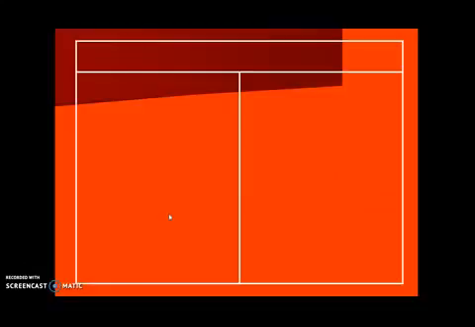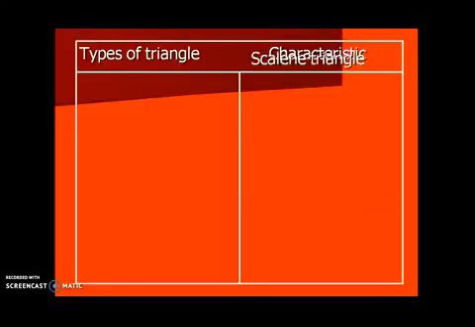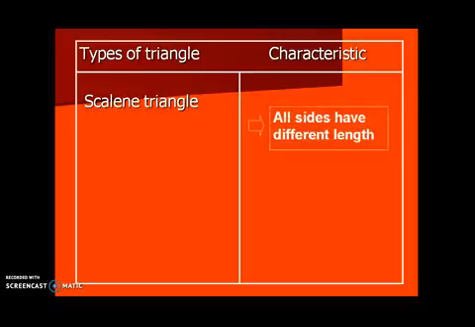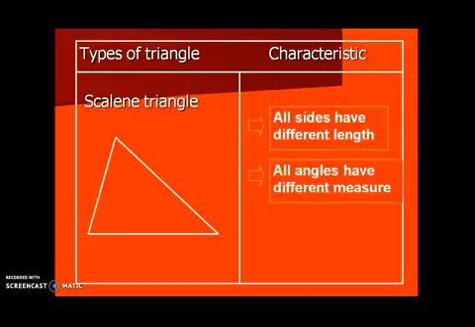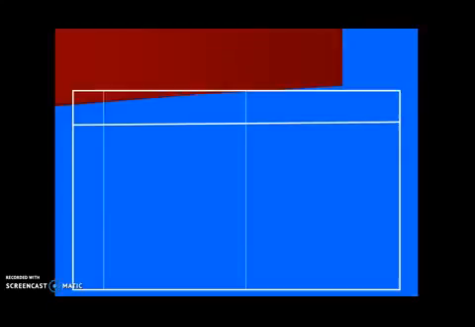And next, the type of triangle is the scalene triangle. The first characteristic is that all sides have different lengths. This is the figure of a scalene triangle. Characteristic number two is that all angles have different measures, for example, 60 degrees, 70 degrees, and 50 degrees.